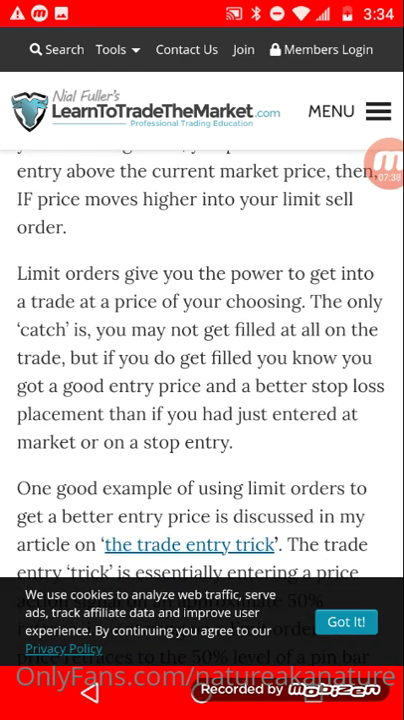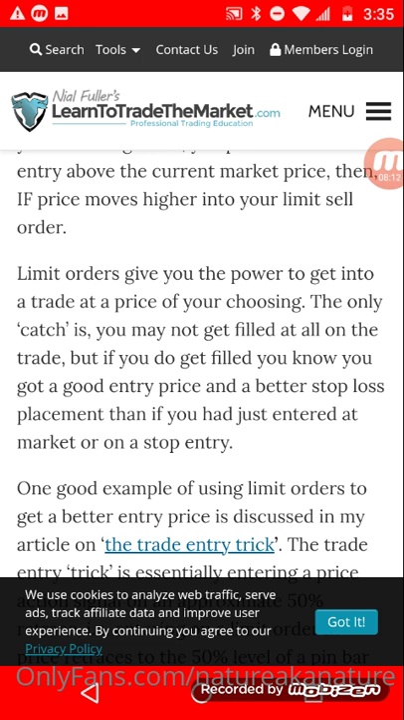You wait for the pullback, which we go over. In the group, we already went over pullbacks, entries and breaks. So limit orders can give you power to get in a trade at the price that you're choosing. You can put a buy limit or a sell limit order at any given price level. You want to look at price, look at where you want to put in this pending order. It gives you the power at the price that you're choosing.